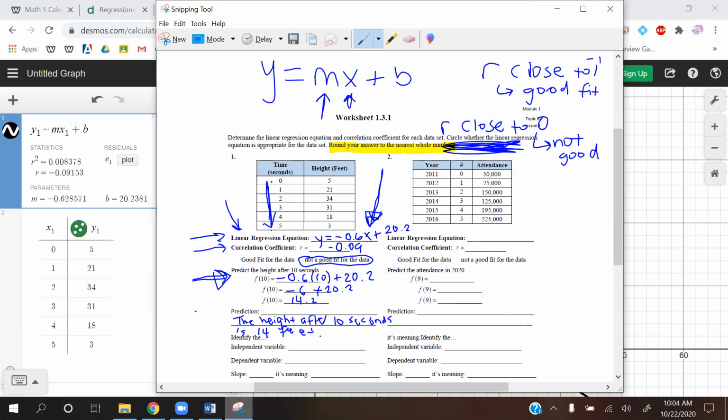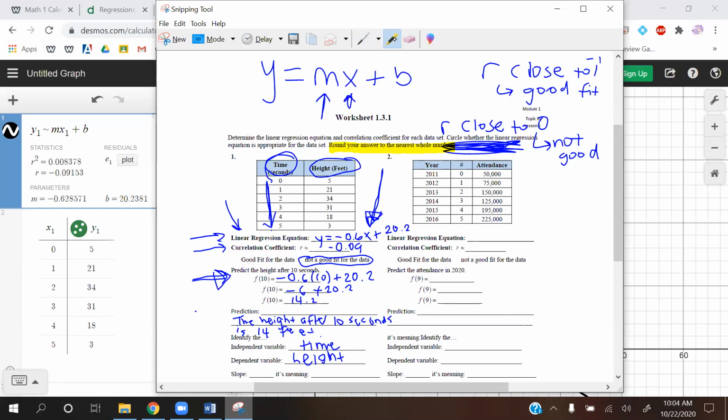All right, so the bottom part says identify the independent variable and the dependent variable. Remember this from the beginning of the year? We talked about independent and dependent before. The independent variable is always going to be the column on the left, so it's time. And the dependent variable is the column on the right, height.